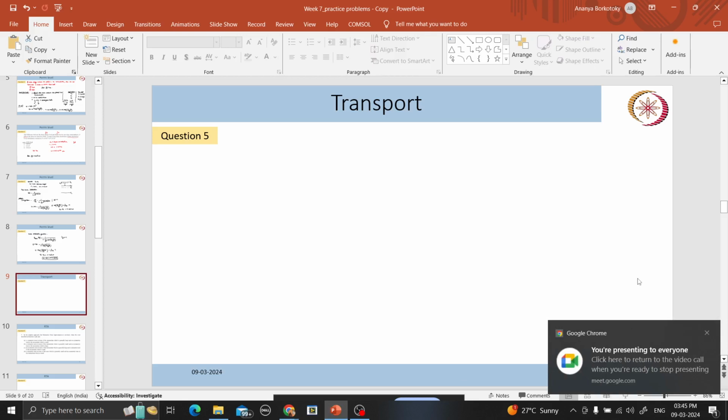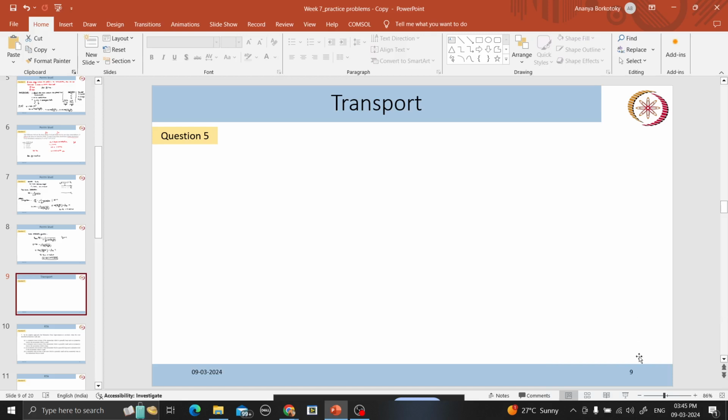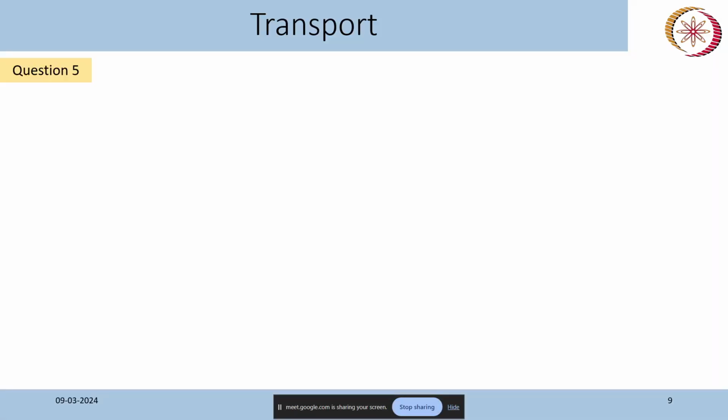Let's go through the next questions. So this week, Week 7's lectures contain the transport equation, the Boltzmann transport equation, and relaxation time approximation. Basically, how carriers move inside the semiconductor. So the next question is on transport. Let me write down the question first.